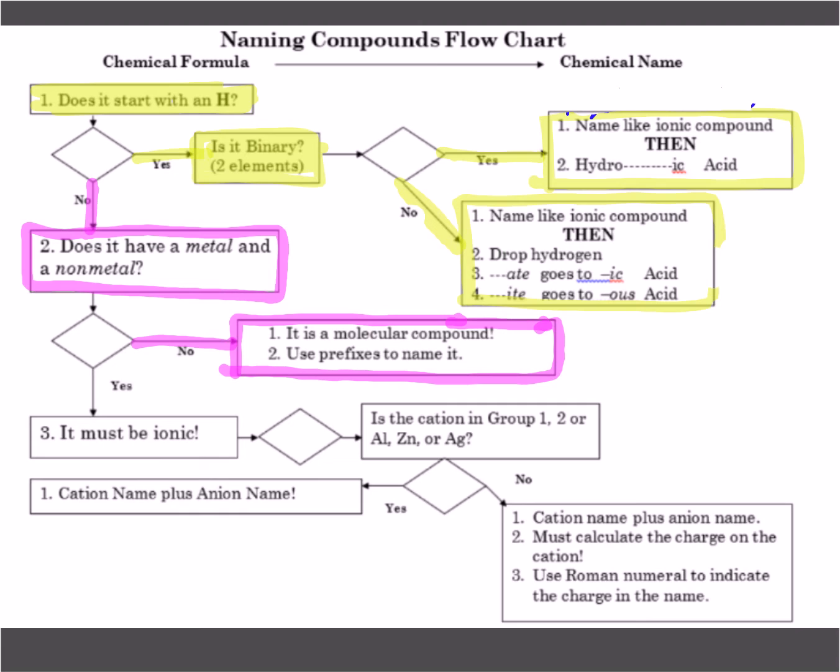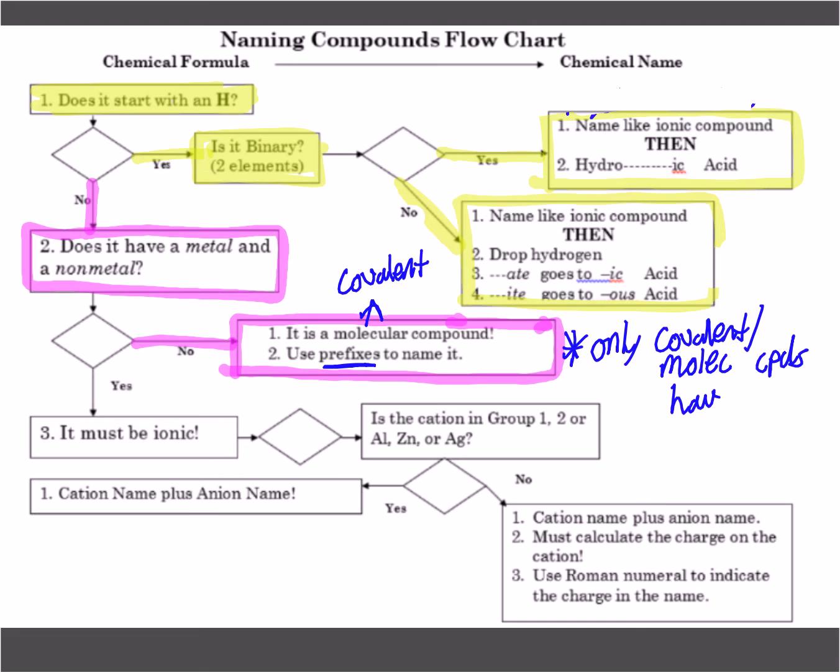So if it's molecular, what does molecular mean again? Covalent. Add that in there. All right. If it's molecular, guys, we use our prefixes. We're going to make a side note over here. Only covalent/molecular compounds have prefixes. I cannot stress that enough. Only covalent/molecular compounds have prefixes.